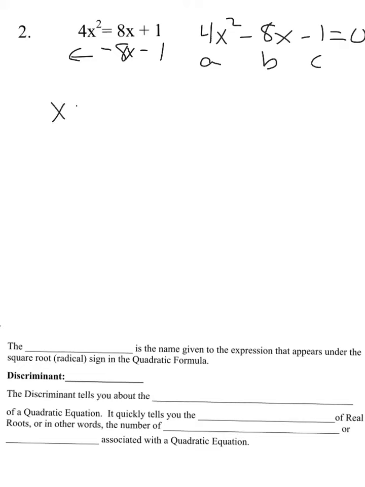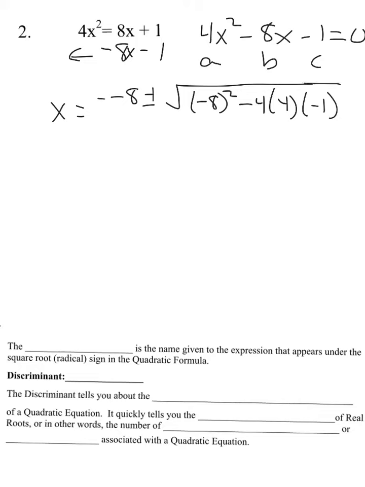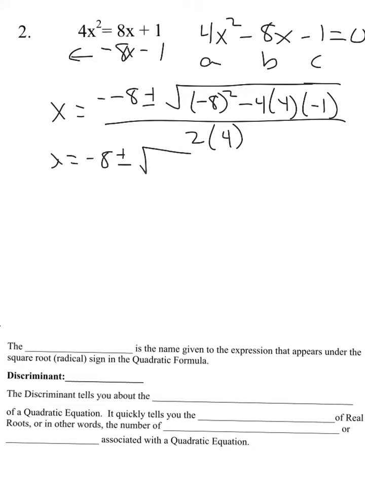So x will be equal to the negative of negative 8, plus or minus the square root of negative 8 squared, minus 4 times a, which is 4, times c, which is negative 1. And that whole thing is over 2 times a, which is 4. So you would get negative 8 plus or minus the square root of 64, plus 16. So it's going to be the square root of 80, divided by 8.